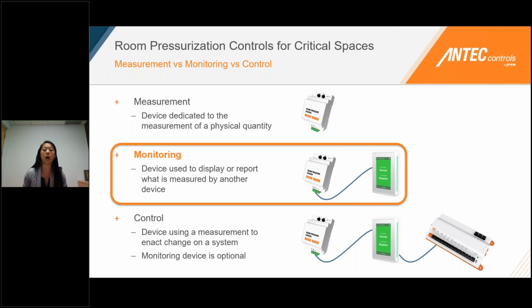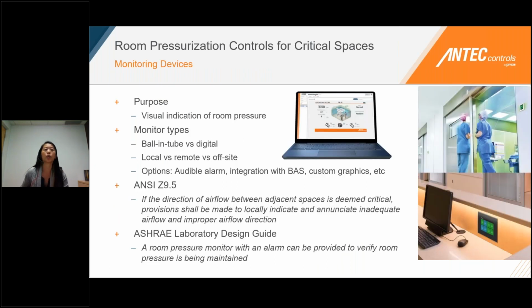The next thing is monitoring. So this is where we're actually taking that value that's being measured and displaying it somewhere or reporting it somewhere. So the purpose of the monitoring devices is to provide a visual indication of room pressure.